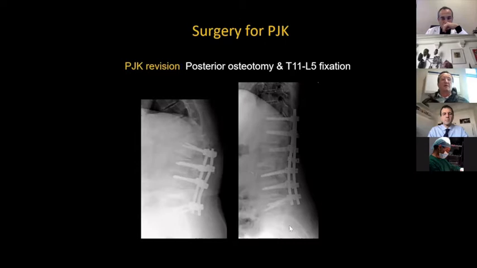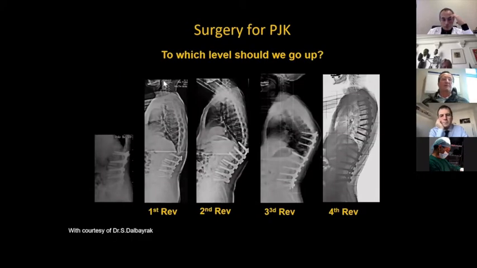This is one case of PJK where the surgeon went up to T11. This is an interesting case: after the first revision because of PJK, a second revision, another PJK after lengthening, another PJK after again lengthening, and then the surgeon went to the T3 level.